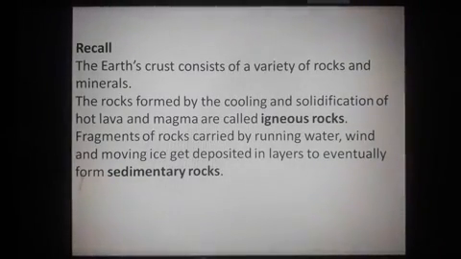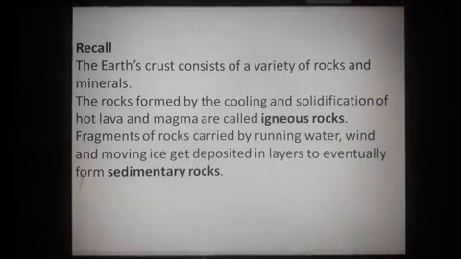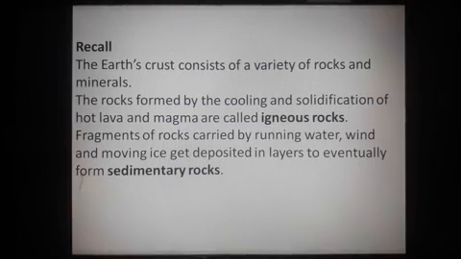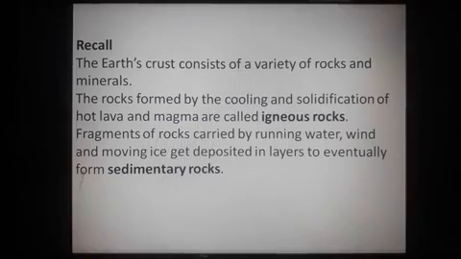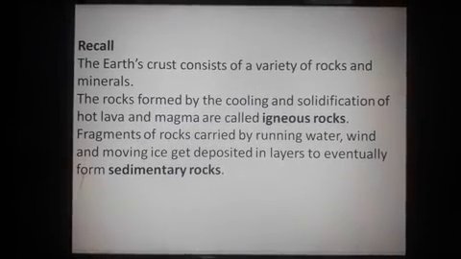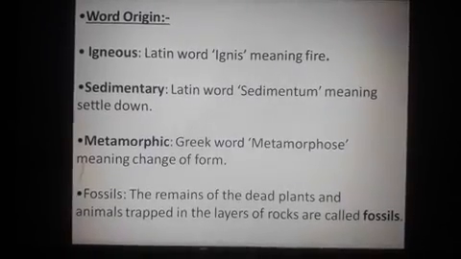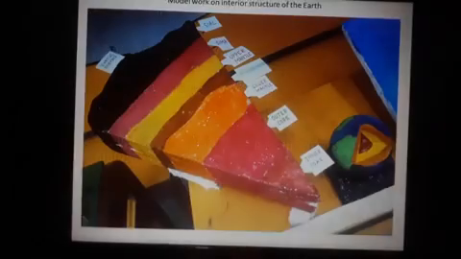So what have we learned today? We have learned that the earth's crust consists of a variety of rocks and minerals. Then we talked about igneous rock and sedimentary rock. The rocks formed by the cooling and solidification of lava and magma are called igneous rock. And I told you sedimentary rock is formed when sediments carried by running water and wind get deposited in layers and eventually form sedimentary rock. Next we talked about its origin and about fossils.